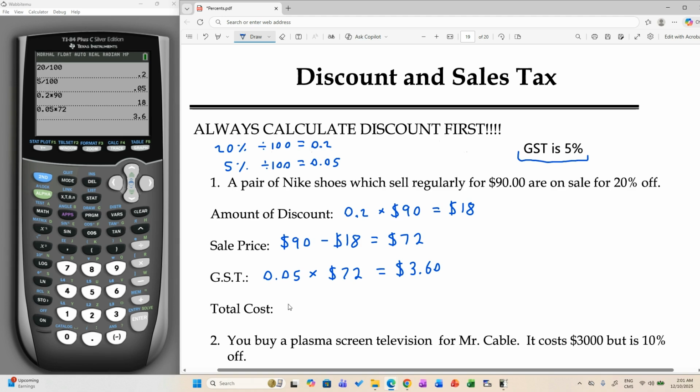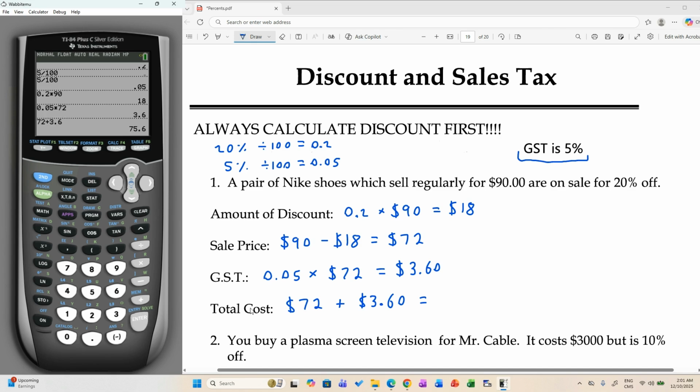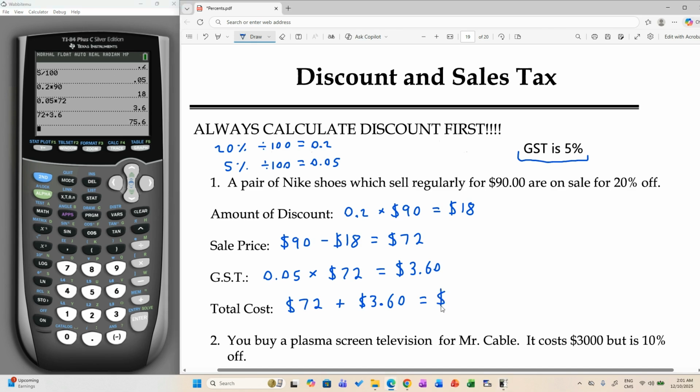So now for the total cost, after the discount, I pay $72. However, I also still have to pay taxes before I can leave the store. So I'm simply going to write 72 plus, I mean 72 plus $3.60. So let's add those together. 72 plus 3.6. The answer I'm going to get is 75.6. So hence my total cost should be $75.60. Great. So that's how you solve problems with a calculator.